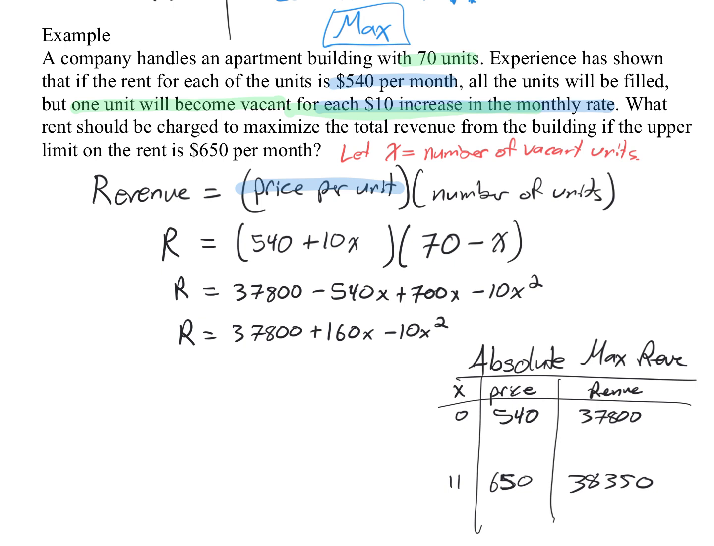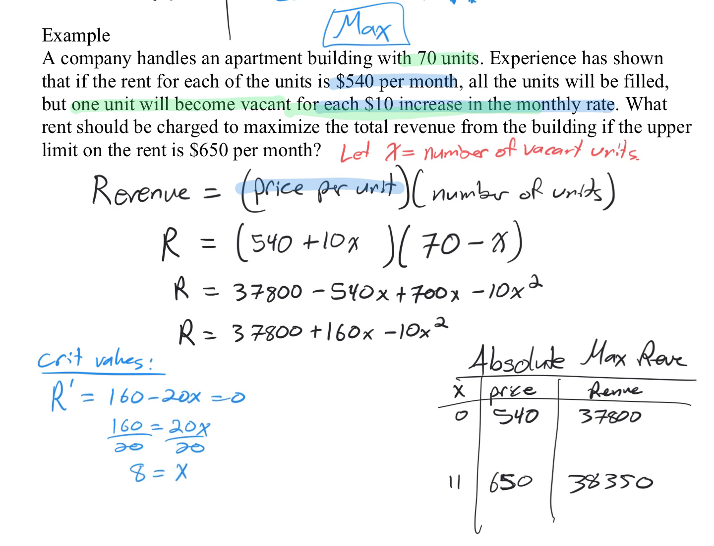So the way we do this, I'll go ahead and do this in blue. We are going to come up with critical values. We think about r prime, and we set it equal to 0. So that's 160 minus 20x. That needs to be 0. So if I add 20x to both sides, 160 is equal to 20x. Divide both sides by 20. And then 160 divided by 20 should give me 8. So x is equal to 8.